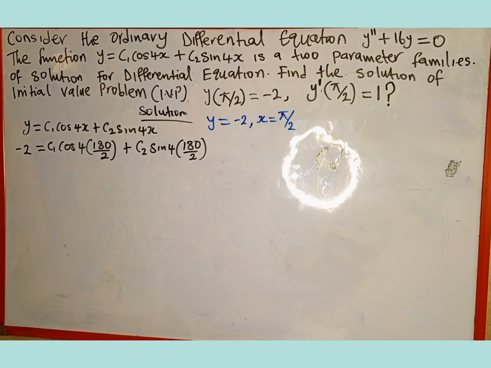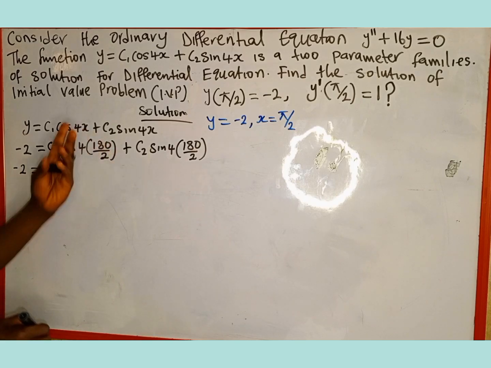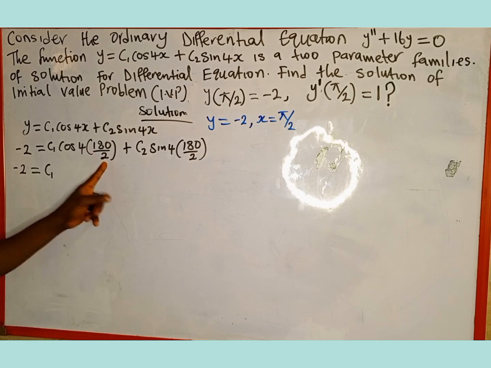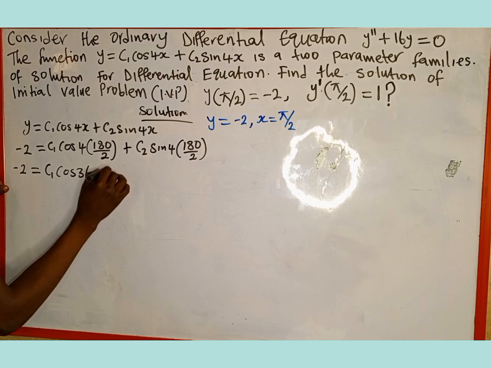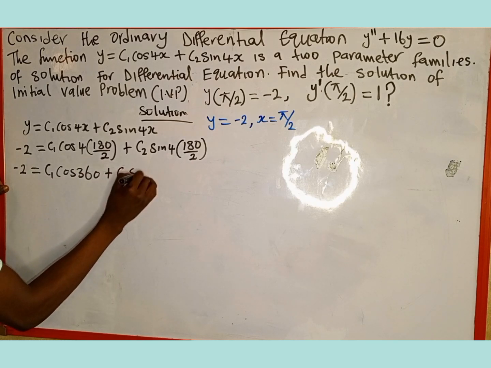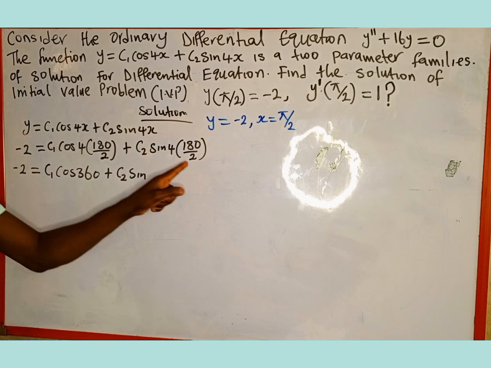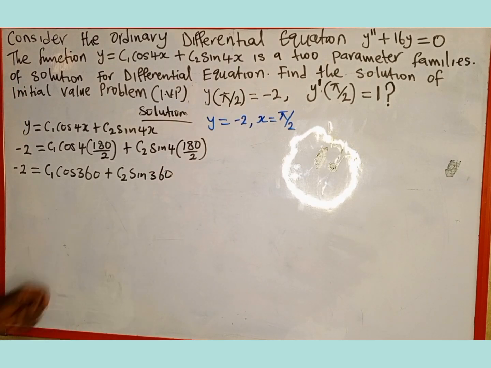Now we can simplify. We are going to have -2 = c1 cos(4 × 180 / 2). 4 multiplied by 180 gives us 720, and 720 divided by 2 gives us 360. So we have cos 360 plus c2 sin. Also 4 multiplied by 180 is 720, and divided by 2 gives us 360 as well.